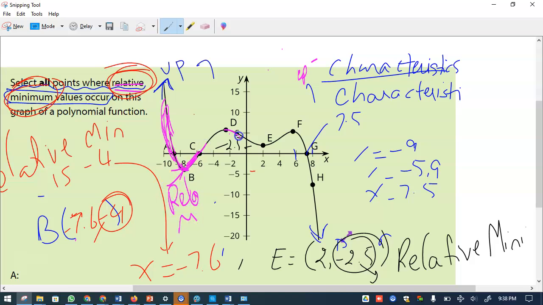And then also here, this part decreases, and then it increases. So there's a value here, and that's another minimum. This is a relative minimum. So the question was asked, what is the relative minimum? And the answer is, it happens at B, and it also happens at E.